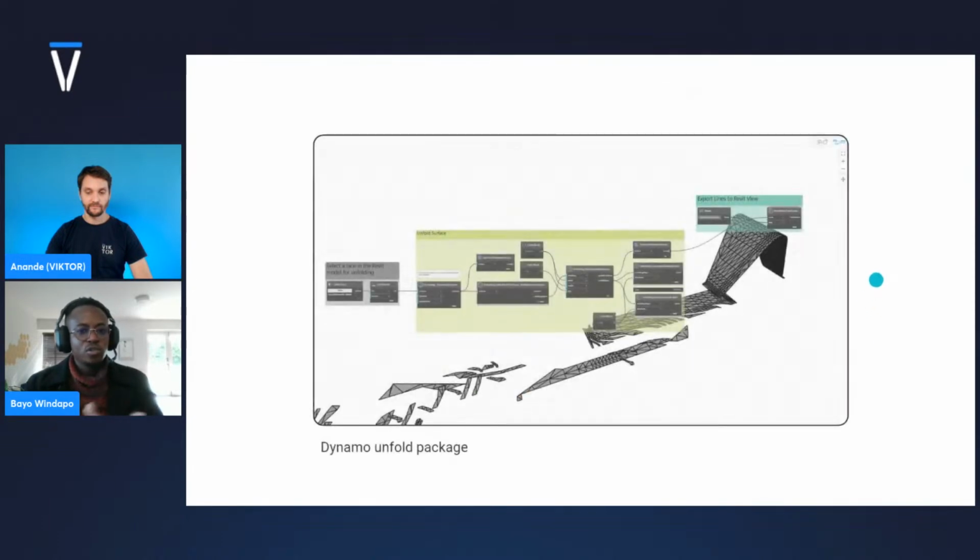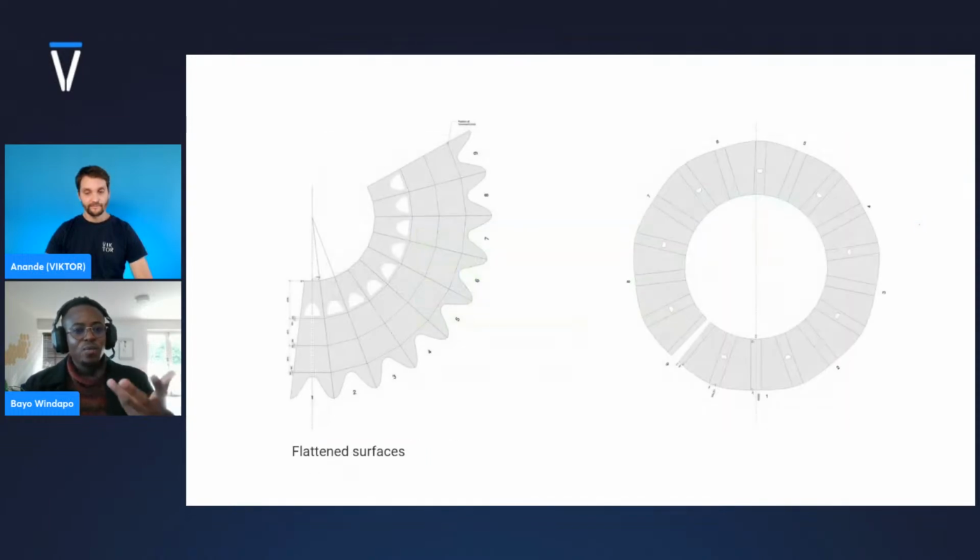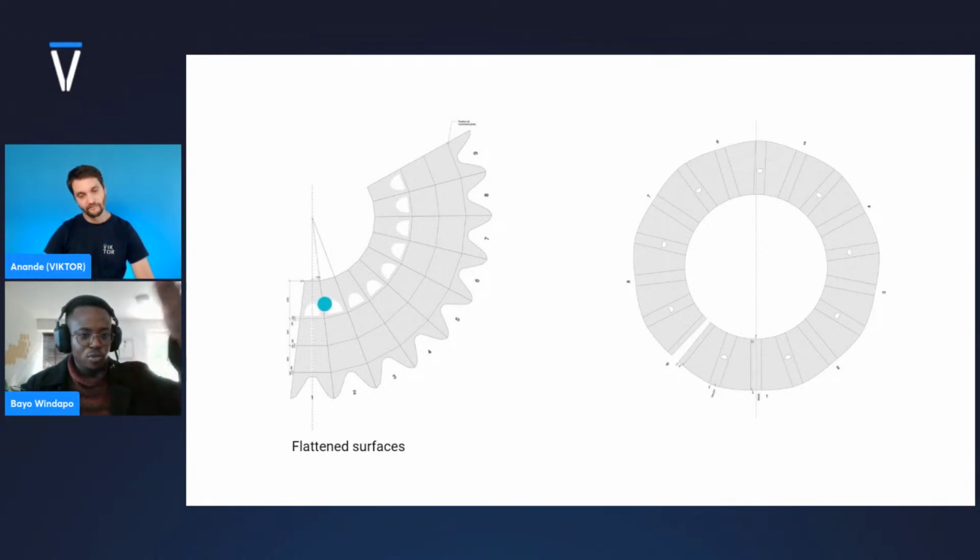The process was to use Dynamo to get the curved surfaces of the building and flatten them. So that's a script that we used to flatten. Using the Dynamo Unfold package, we got the flattened surfaces. We didn't have to do that for this because the dome is actually made of flat pieces. But for instance, the lower canopy you saw in the video had to be flattened.